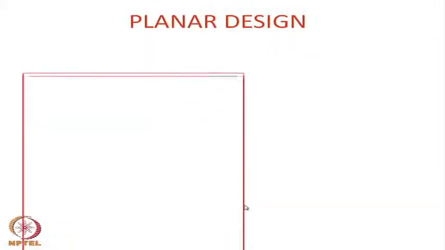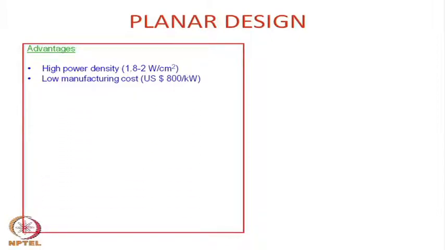Next we come to the planar design. What are the advantages and disadvantages of that compared to tubular design? Because tubular design has been practiced by certain companies, certain research labs, whereas the planar design is being pursued by a separate group of researchers. So, high power density, one can get a much larger power density, up to about 2 watt per centimeter square. Of course, the manufacturing cost is relatively low.